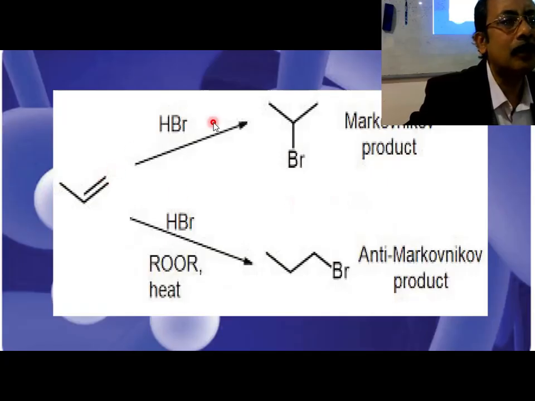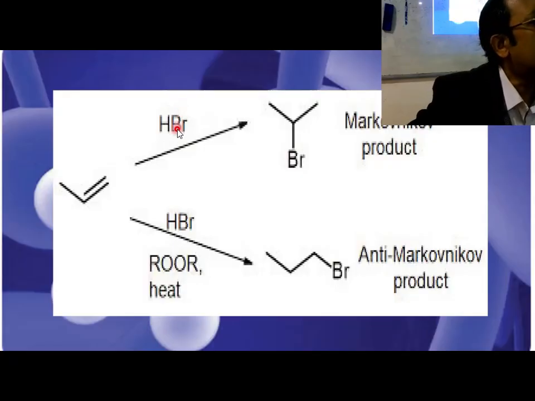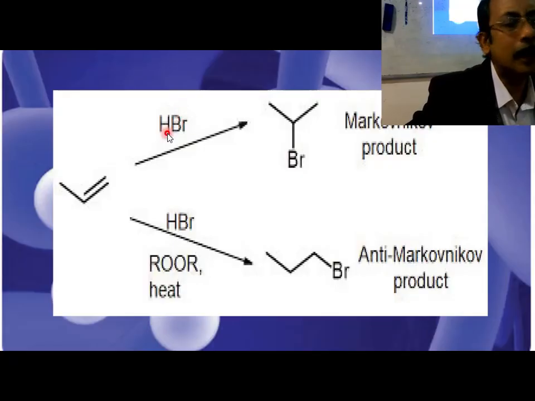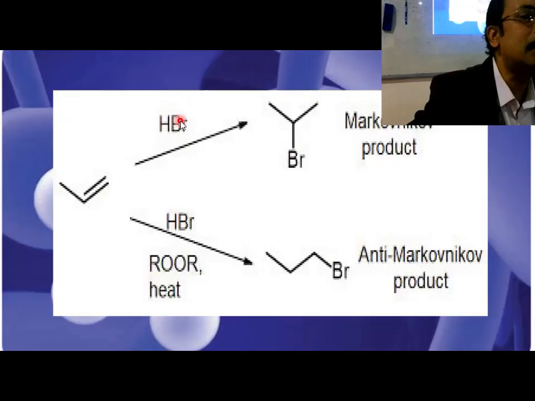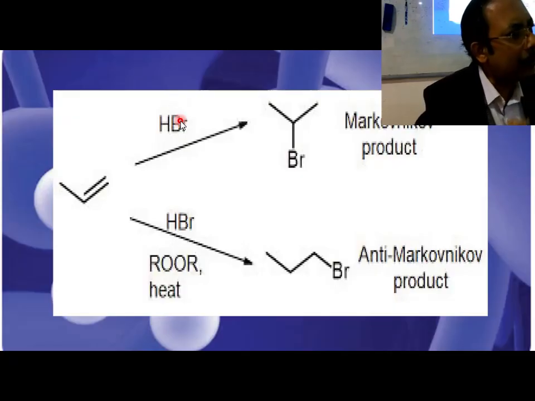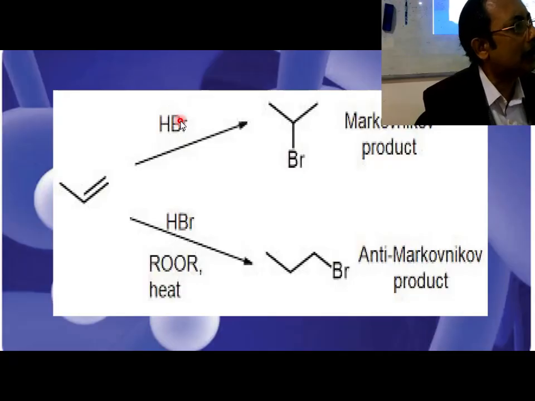This ionic mechanism occurs in aqueous medium, a strongly polar medium. There the ionic mechanism will occur. Why? Because in a polar medium, HBr will give H+ and Br-, which is called heterolytic fission. Heterolytic means uneven fission, and homolytic means equal fission. It is breaking into two equal parts, so it is called homolytic. But when you get two different parts, one cationic and another anionic, that is called heterolytic fission.